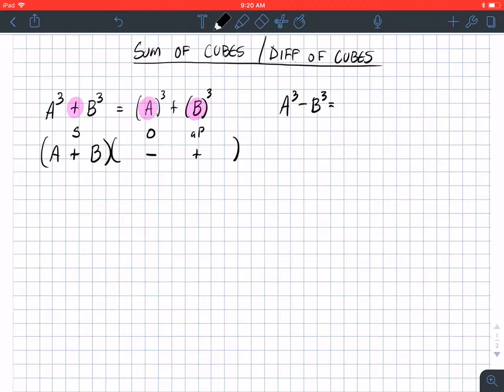And then to figure out what goes inside the second factor, originally we took a and b and we added them. Now we're going to square a. We're going to multiply a times b, and then we're going to square b. So that's our formula here.